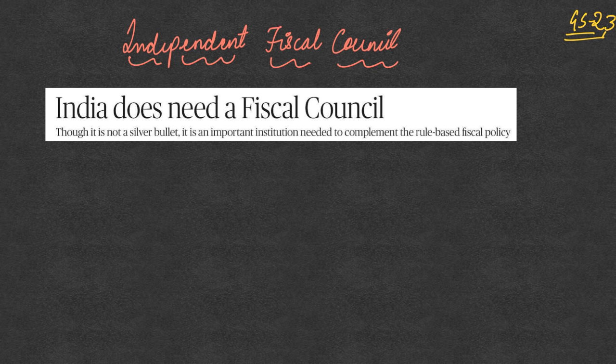So what this whole article is talking about is that we do need an independent fiscal council that can measure the fiscal performance of the government and also ensure the fiscal accountability of the government to the parliament. So that is the primary role of an independent fiscal council, and this whole article argues why it is that an independent fiscal council is important.